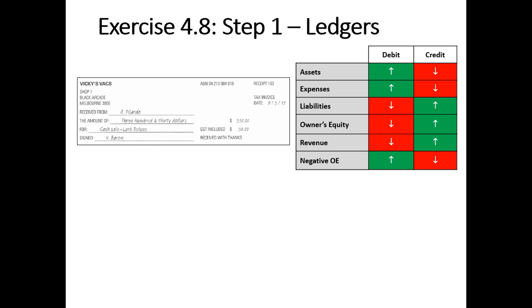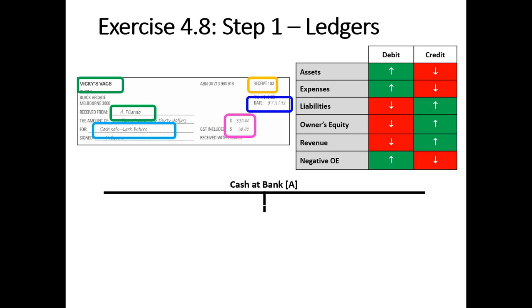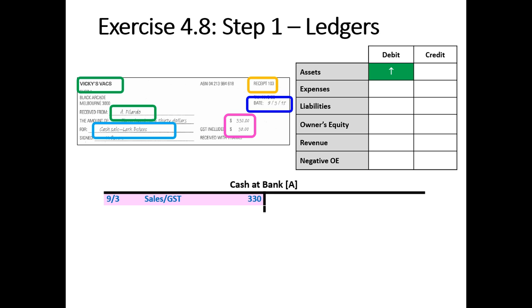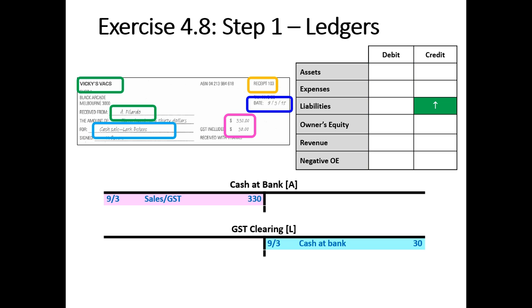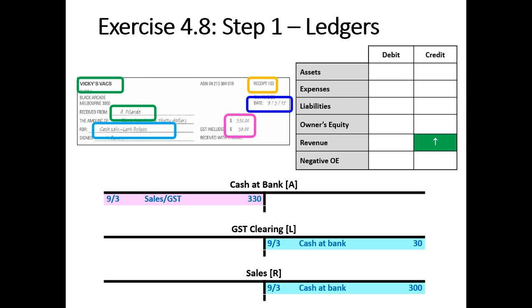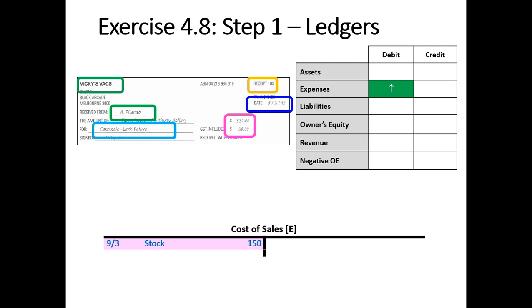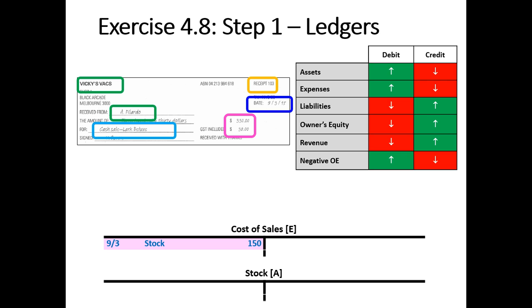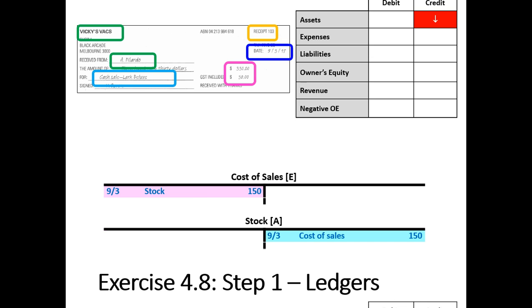Then we have another cash receipt, this time for $330 plus GST. It's another cash sale. So we'll go debit to our bank account $330, credit to GST of $30, and a credit to our revenue of $300. That'll leave a cost of sale of $150, and our stock will decrease $150.